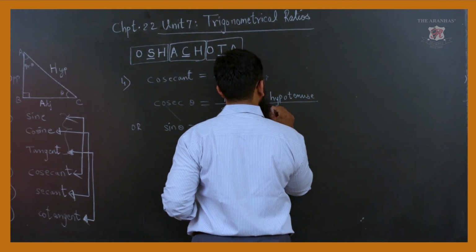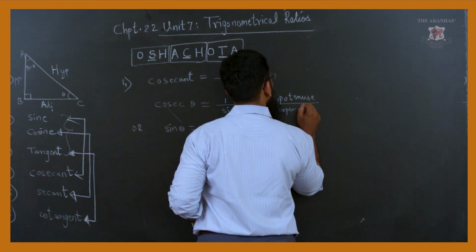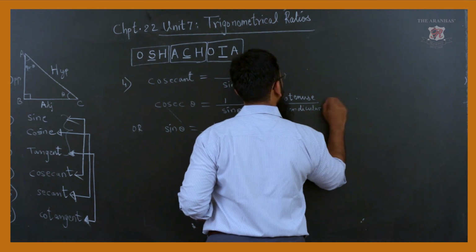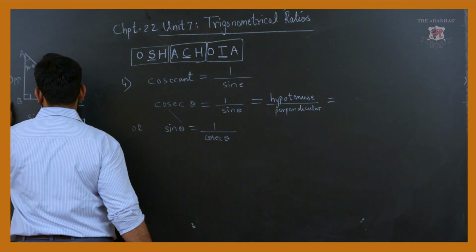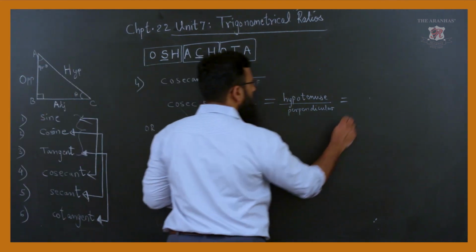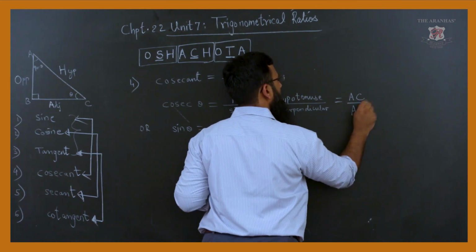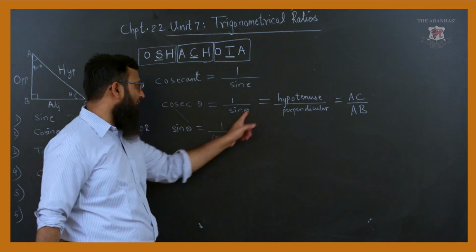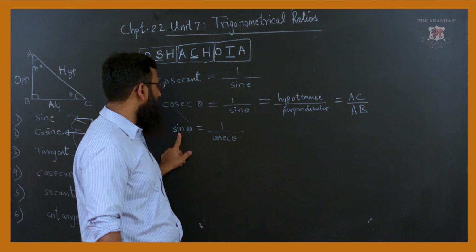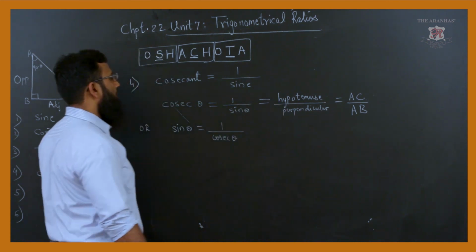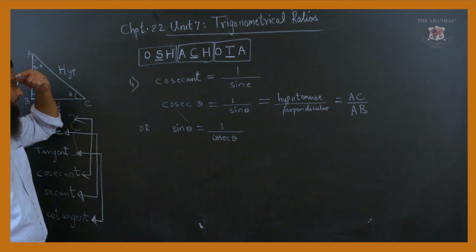hypotenuse upon opposite side, that is, here we call it perpendicular. Now, what is the perpendicular here? AB, and hypotenuse is AC. So, here it will be AC upon AB, and if you see the sine, sine was AB upon AC. So, I took the reciprocal of AB upon AC, which becomes AC upon AB in that case. So, cosec theta as per this figure is AC upon AB.